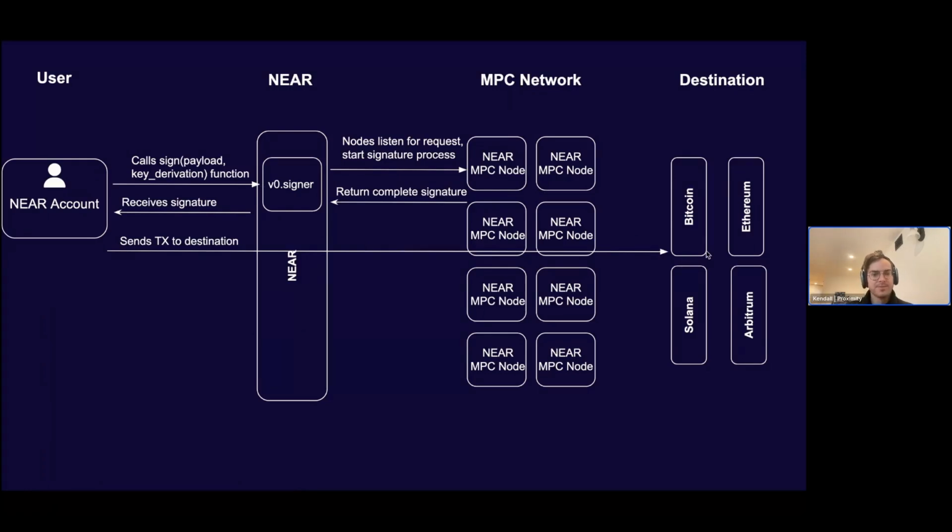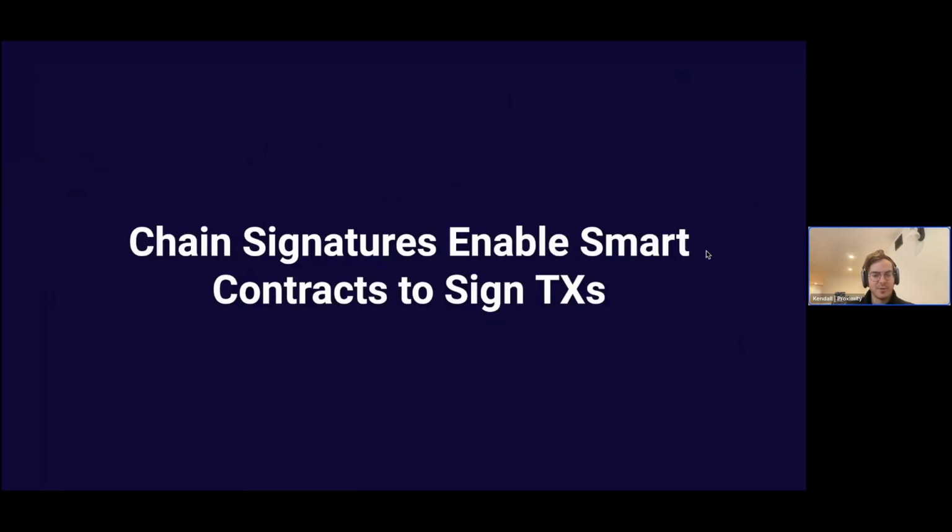So the main takeaway from all of this, if there's anything you take away from this talk, is this: chain signatures enable smart contracts to sign transactions. They're able to do this because of this MPC operator network, which basically gives each smart contract any number of unique keys. There's a couple of products out there that give a smart contract one unique key. We actually give smart contracts any number of unique keys because they can modify that key derivation path.